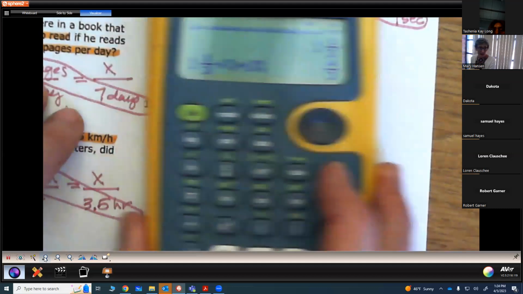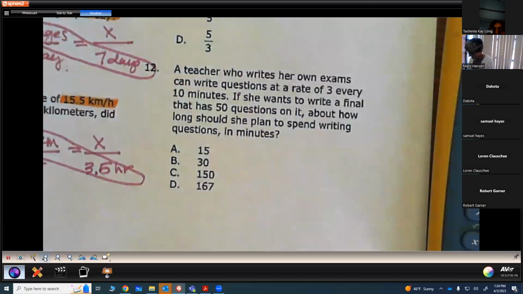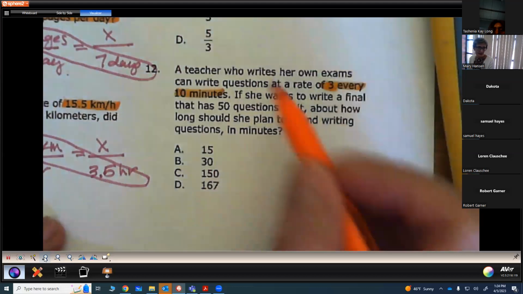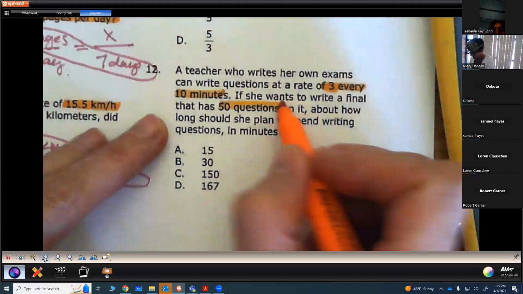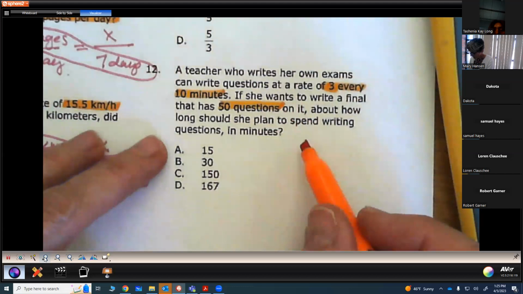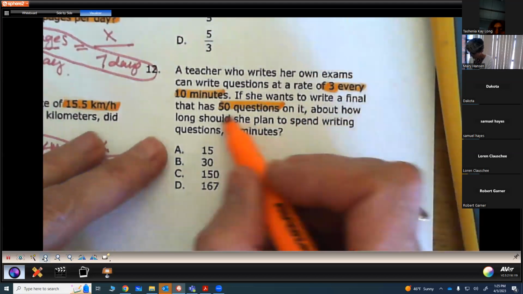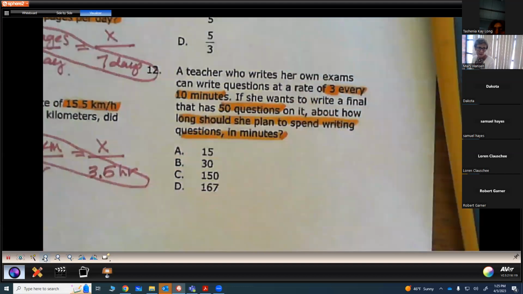All right, number 12. A teacher who writes her own exams can write questions at a rate of 3 every 10 minutes. If she wants to write a final that has 50 questions, about how long should she plan to spend writing questions? In minutes. Anybody got an answer for this one?